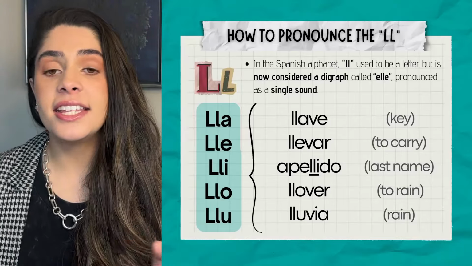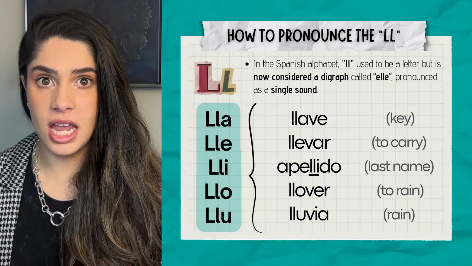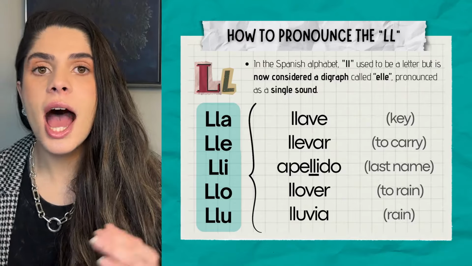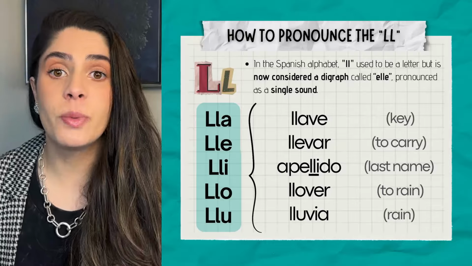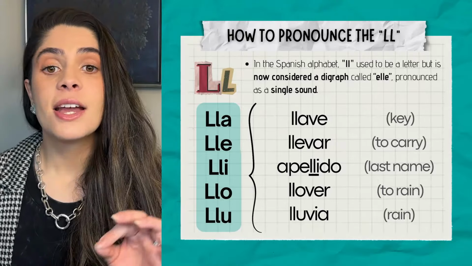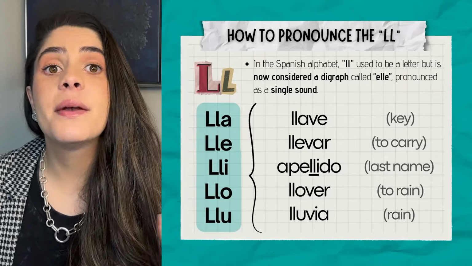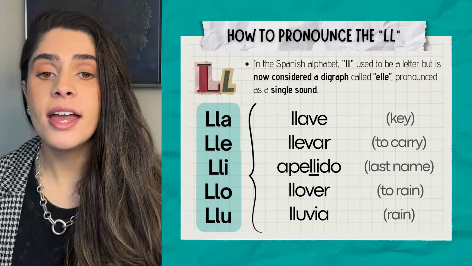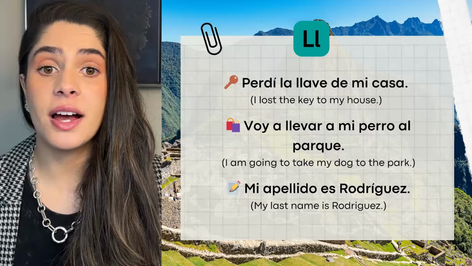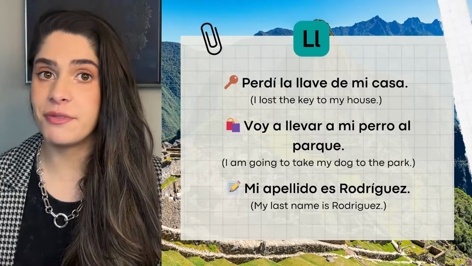Ja, je, ji, jo, ju. Ja, llave. Je, llevar. Ji, apellido. Jo, llover. Ju, lluvia. Or, with the i sound, ya, llave. Ye, llevar. Yi, apellido. Yo, llover. And yu, lluvia. Let's practice with more examples. Don't forget to repeat after me.